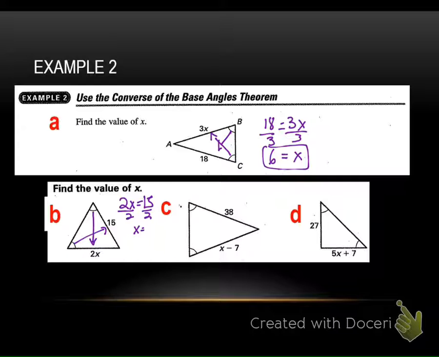I'm okay if you write 7.5. Or you can leave it as the improper fraction of 15 over 2, because that cannot be reduced. Either of those are fine. And then we have this one here.